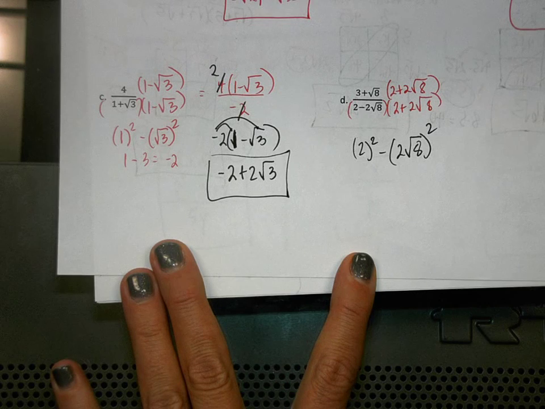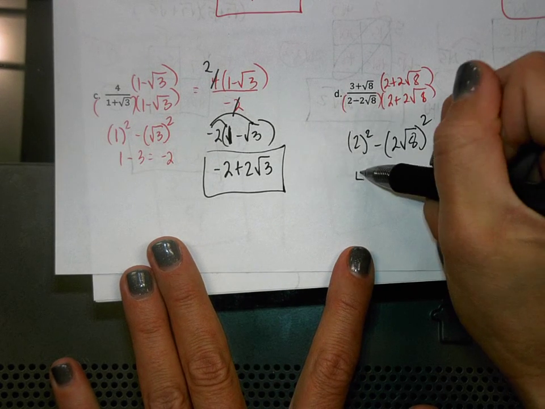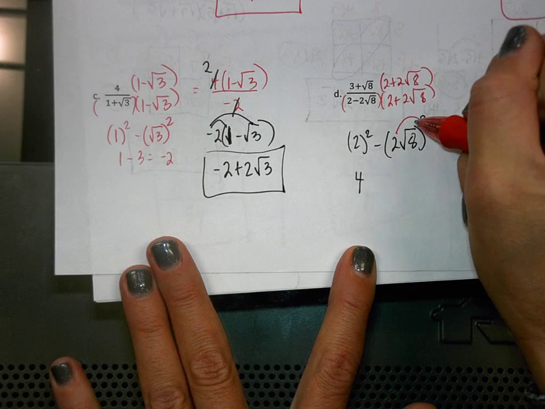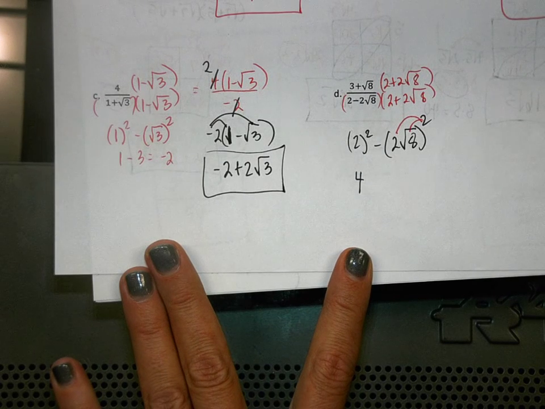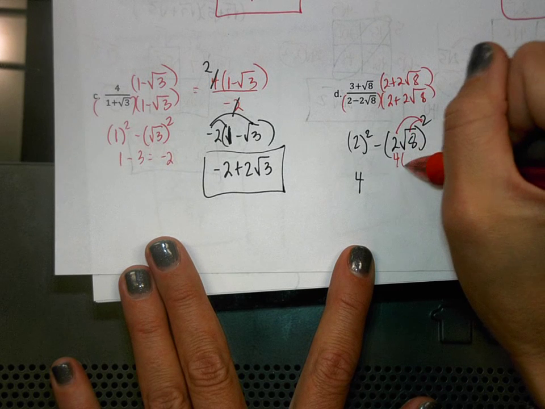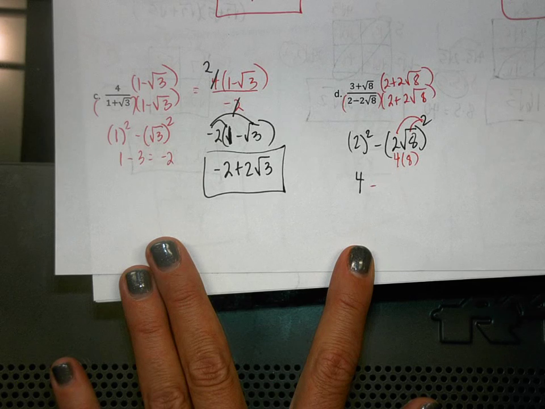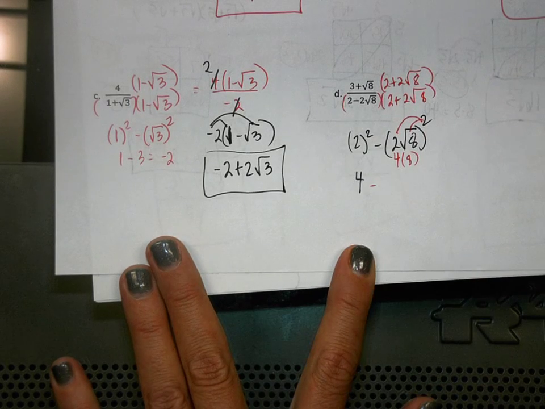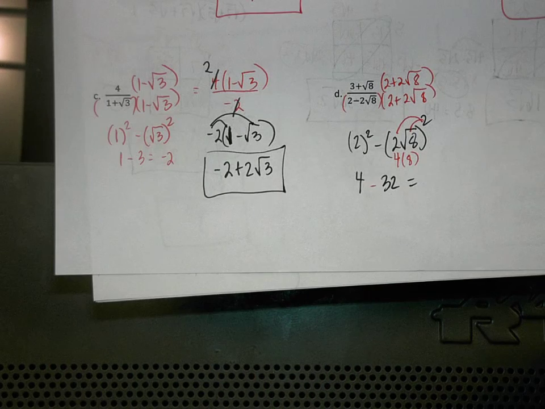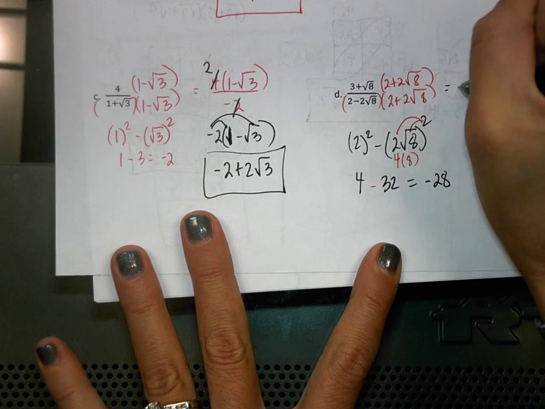Okay, so when we work this out, 2 squared is 4. Okay, now be careful here because you're squaring the 2 and you're also squaring the root 8. So what is the 2 squared here? 4, and when we square root 8, that becomes 8. And so we end up with 4 times 8, which is 32, so we have 4 minus 32. Is everybody okay with that? Okay, and then 4 minus 32 is negative 28. So my denominator is negative 28.